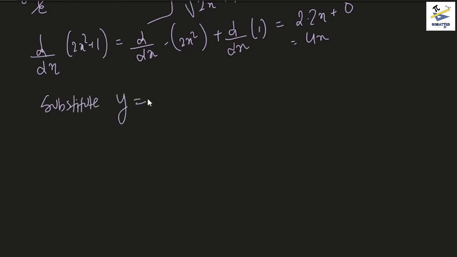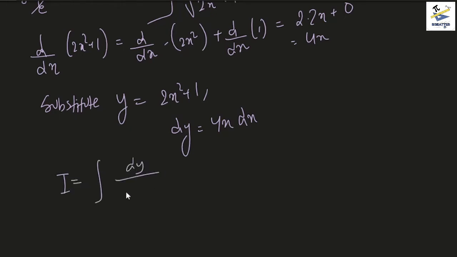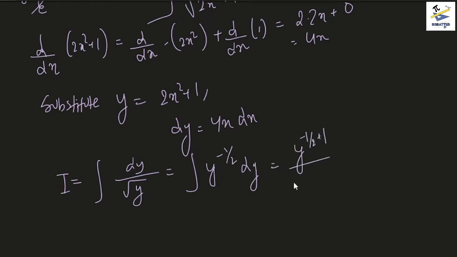y equals 2x square plus 1, and thus we see that dy is equal to 4x dx, and this would turn our integral into something like this. But this just means that it's y to the power minus half dy, and using the rule we can write it as y to the power minus half plus 1 by minus half plus 1 plus c, which is basically y to the power half, and this becomes 2 because it's a half in the denominator.